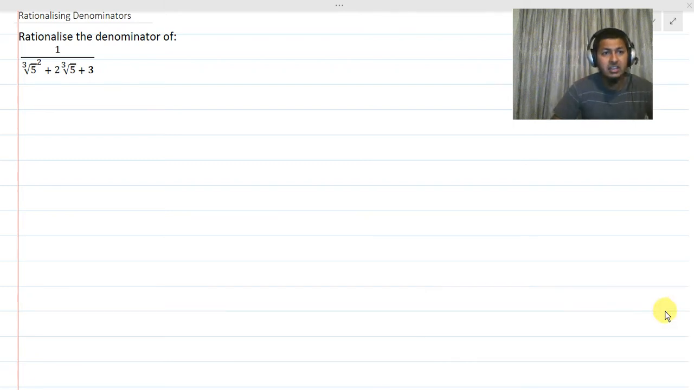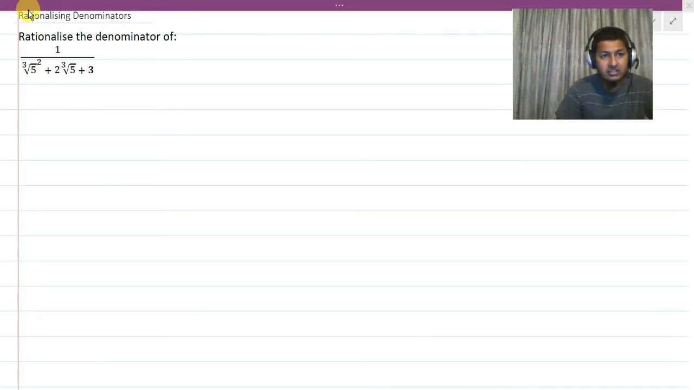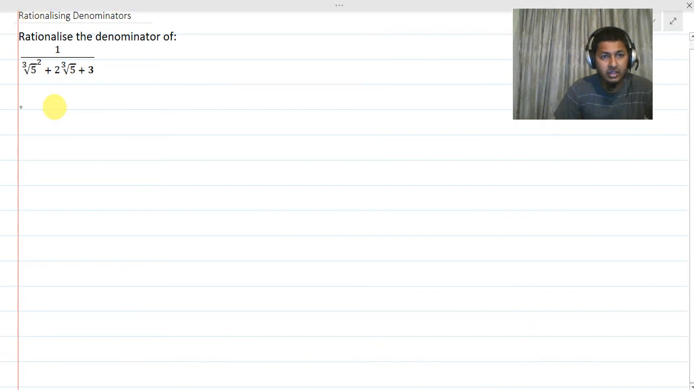Hi guys, in this video we are going to rationalize the denominator of a higher order surd, which is 1 over the cube root of 5 squared plus 2 times the cube root of 5 plus 3. So what we can say is let gamma be equal to the cube root of 5.